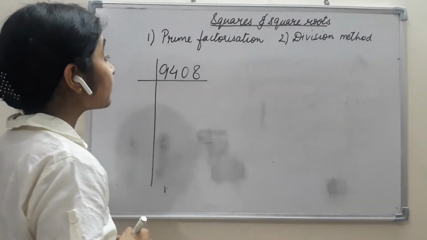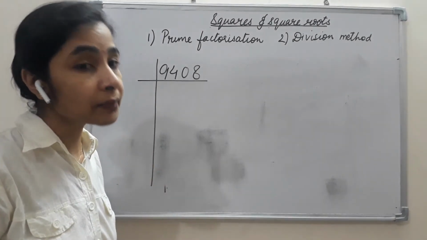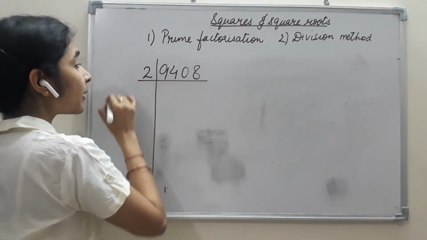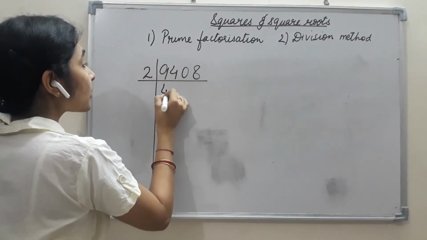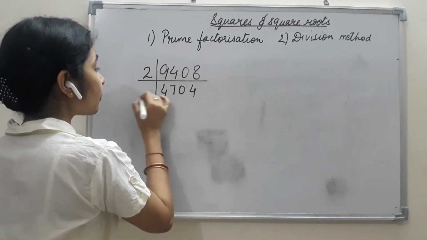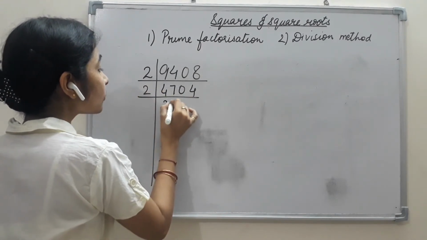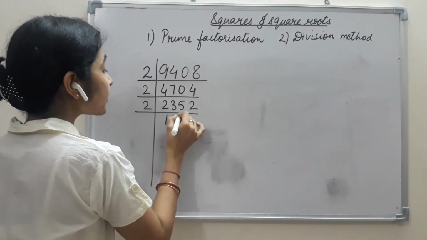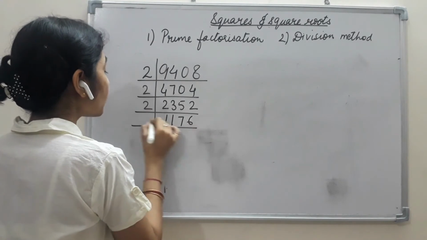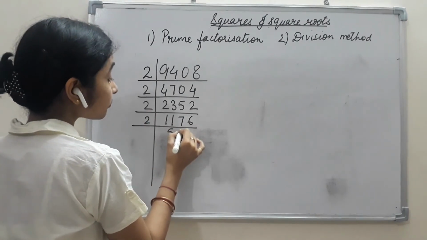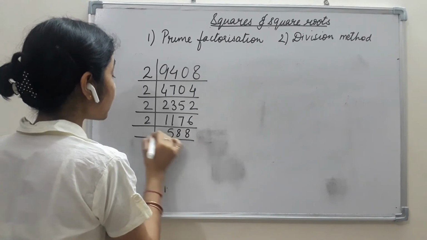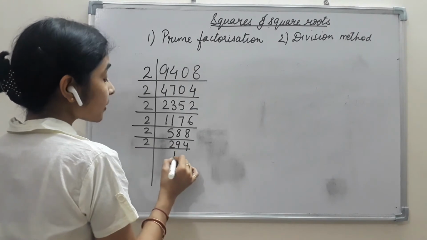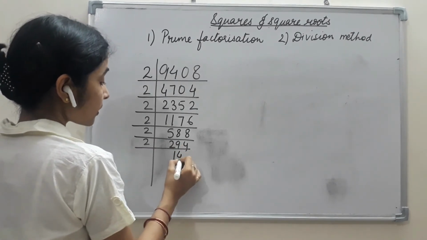Okay, so again we are asked the same thing, that by which number we should divide it so that it becomes a perfect square. So since 8 is there, we shall start dividing it by 2 because it is an even number. So 2 4s are 8, 2 7s are 14, 0 and 4. Okay, 2 2s are 4, 2 3s are 6, 2 5s are 10. 2 1s are 2, 2 7s are 14. 2 5s are 10, 2 8s are 16.